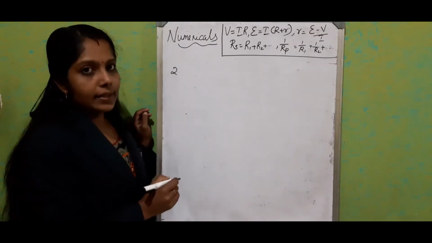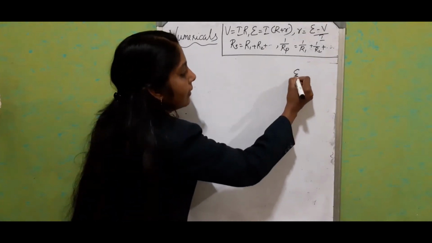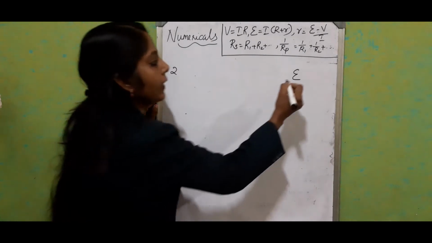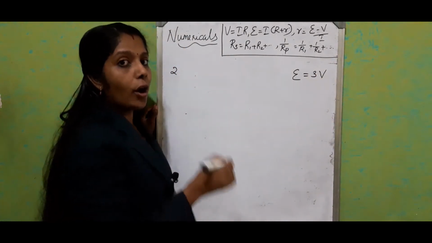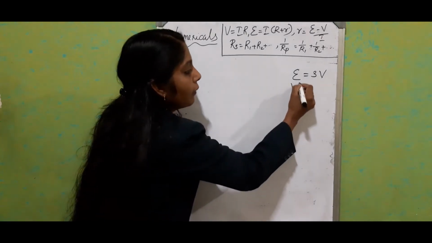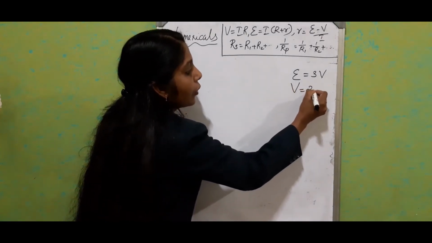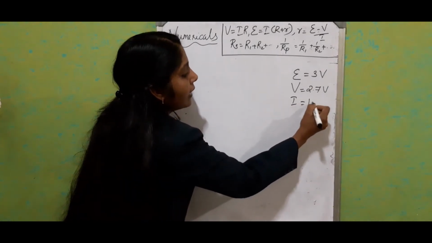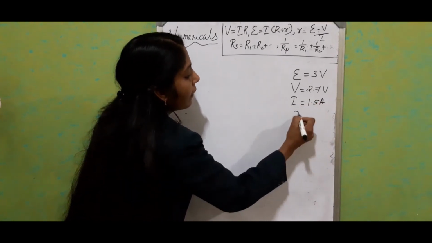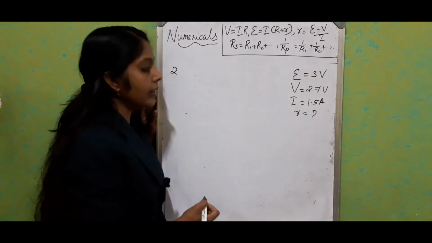In the second question, the E.M.F is given as 3 volt. When the current is drawn in the circuit, the terminal voltage is given as 2.7 volt and the current drawn in the circuit is given as 1.5 ampere. We have to find out the internal resistance.